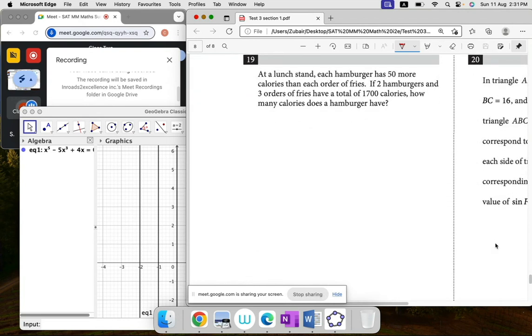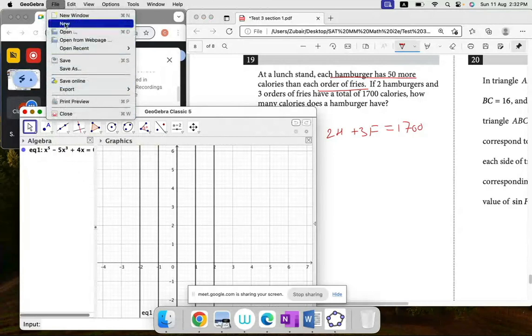At a lunch stand, each hamburger has 50 more calories than each order of fries. If two hamburgers and three orders of fries have a total of 1700 calories, how many calories does a hamburger have?